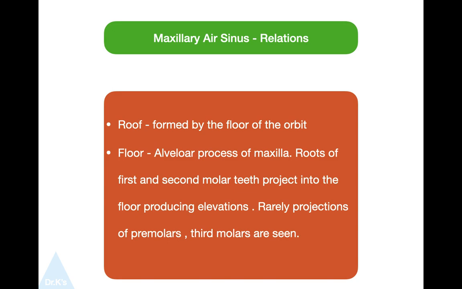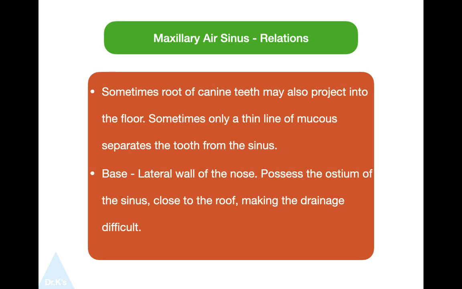Coming to the other relations of the maxillary air sinus, the roof is formed by the orbit, that is, the floor of the orbit. The floor is formed by the alveolar process of the maxilla. The roots of the first and second molar teeth project into the floor, producing elevations, as well as there are projections of the canine tooth. The root of the canine tooth is the longest, and the canine tooth is just partitioned by a thin line of mucous membrane which separates the tooth from the sinus. This has some clinical importance which we'll discuss later.